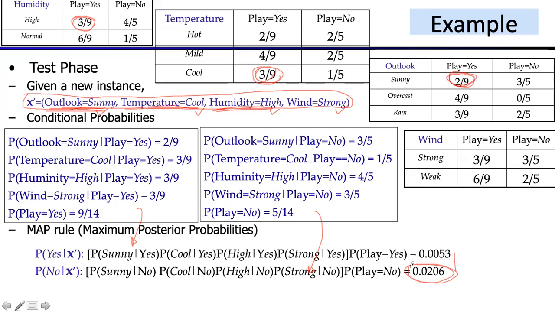Okay, so the answer in this particular example is that you will not be playing tennis. Okay, because the probability of no is higher compared to the probability of yes, and this is what you call the MAP rule. MAP rule is the maximum posterior probability rule. So maximum posterior probability is your final decision.